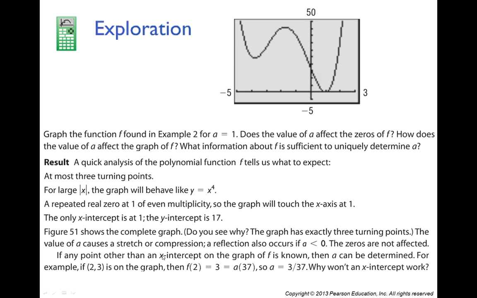So if any point other than an x-intercept on the graph of f is known, then a can be determined. For example, if (2, 3) is on the graph, then f of 2 equals 3, which is also equal to a times 37. So a has to be 3 over 37.